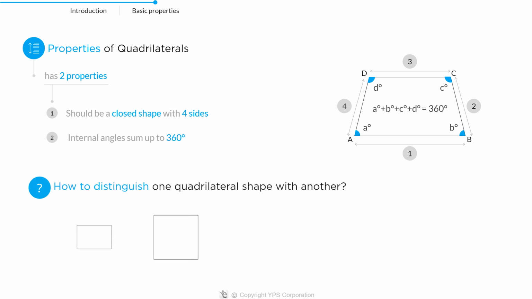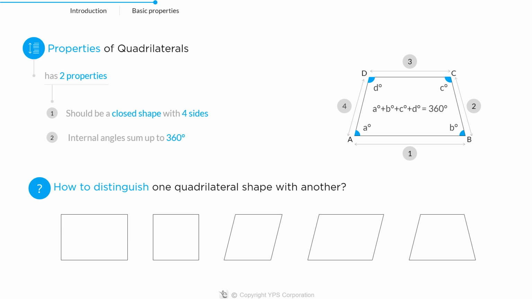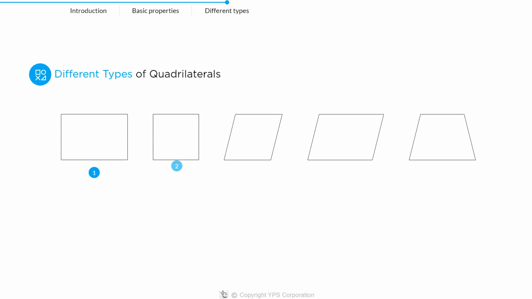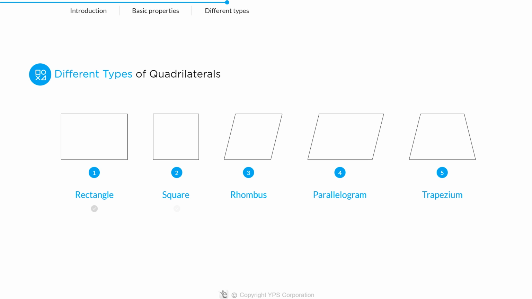But how do we distinguish one quadrilateral shape from another? There are five types of quadrilaterals based on their shape: rectangle, square, rhombus, parallelogram, and a trapezium. Let's discuss each of these five quadrilaterals in detail.